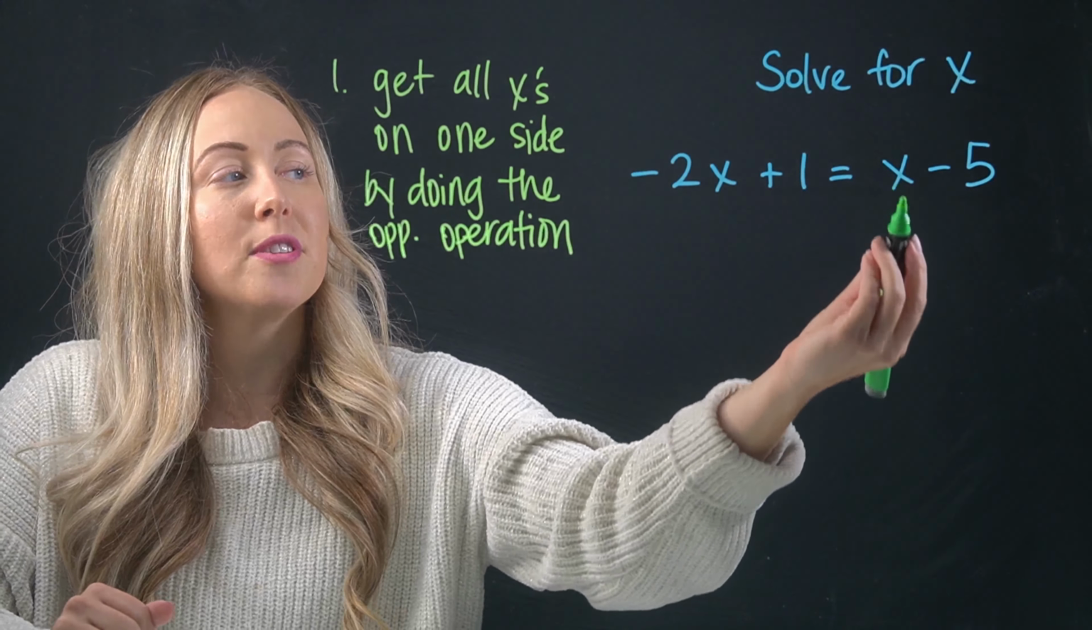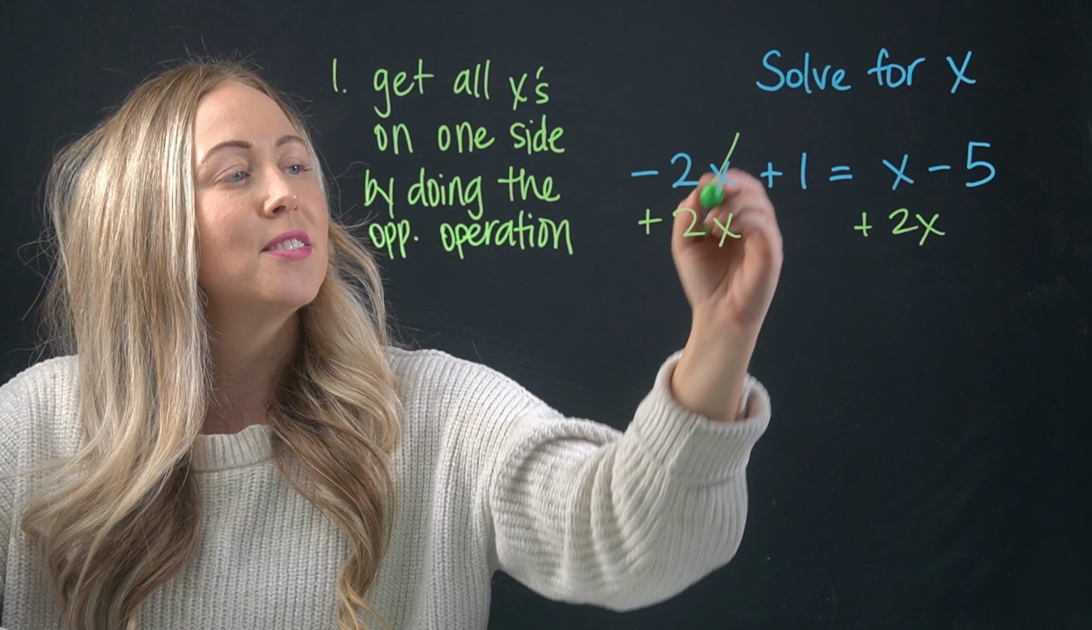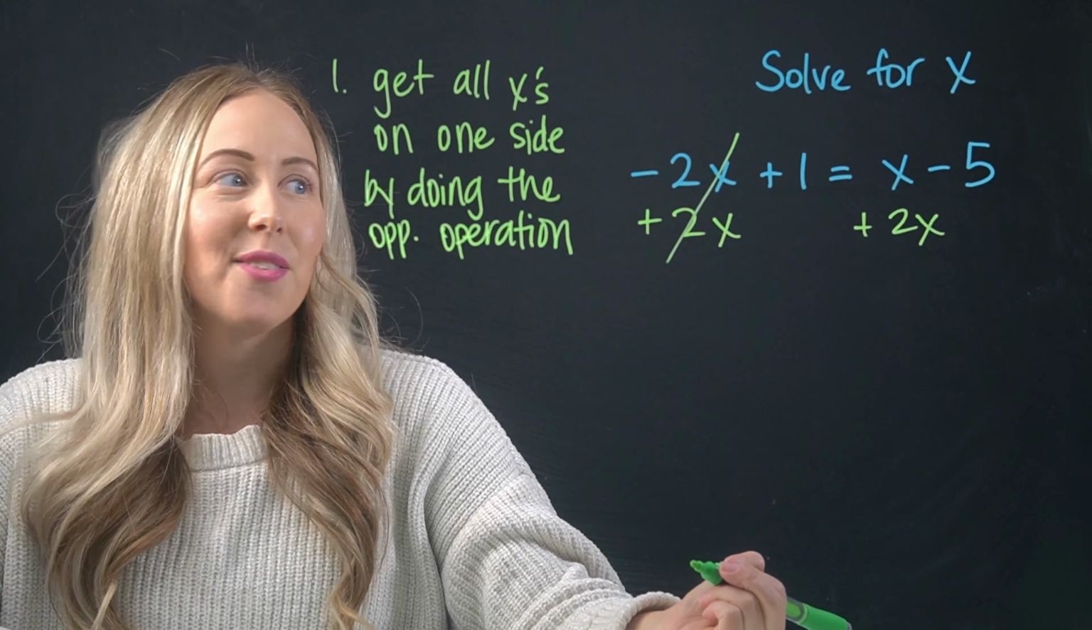So let's get all of our x's on one side by doing the opposite operation, plus 2x, plus 2x. That's the opposite of subtracting 2x. These are going to cancel. That leaves us with 1 equals x plus 2x, which is 3x, minus 5. Okay, so now all of our x's are on one side. Perfect. All right, next step is going to be to get x on a side by itself.